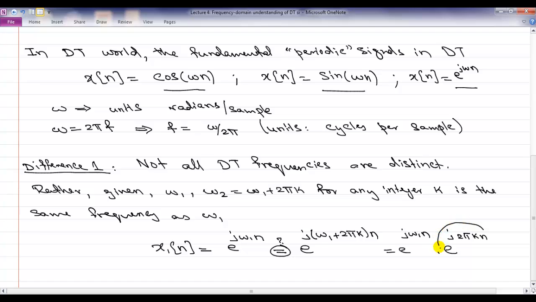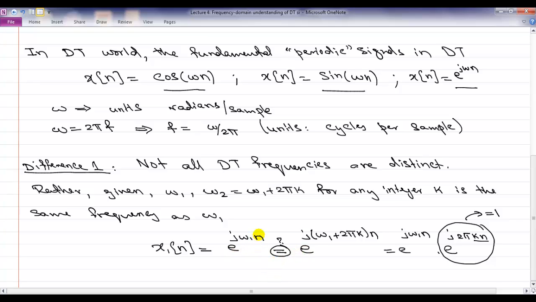Now what is this e to the j 2 pi k n? As long as k times n is an integer, which is true because k is an integer and you are in discrete world, so n is an integer, right? Which is not true in the case of the continuous world because the variable there can take any value. It doesn't have to be an integer. But in the discrete world, since both of these are integer, the value of this is equal to 1.